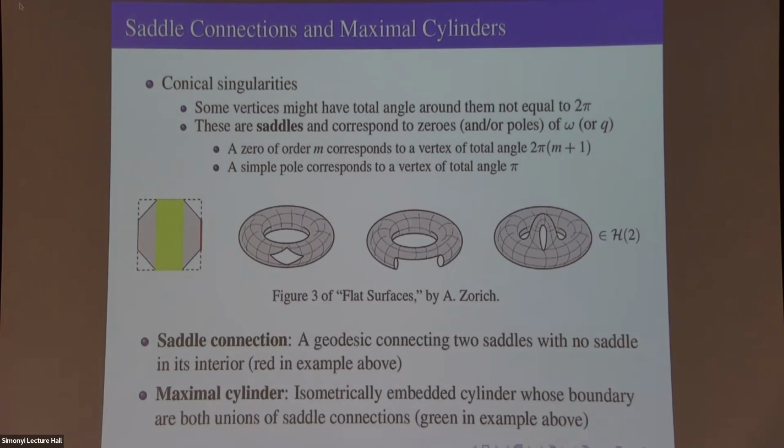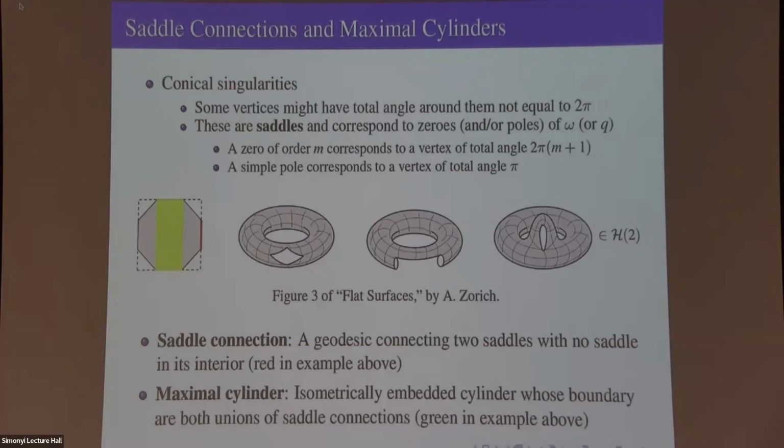I'm going to talk about now how you can use these results to count various structures in flat surfaces. At this point, I'm not going to go back and forth between flat and hyperbolic; I'm just going to stick to flat. As I mentioned before, any flat surface has some conical singularities, which are vertices at which the total angle is not equal to 2 pi, so equal to some multiple of 2 pi or just pi. These are also known as saddles, and they correspond to zeros or poles of omega, as I said before.